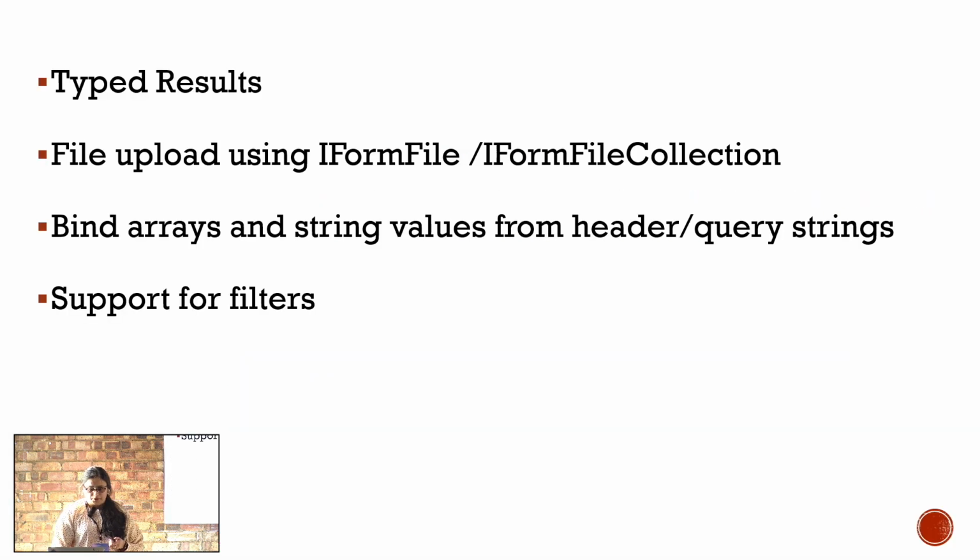The next one I want to talk about is the support for filters. Now this is a big feature that came up with minimal APIs in .NET 7. It can be thought of like IActionFilters, but on the middleware level. But this is incredibly useful because if you want to run business logic before or after execution of the request handlers, this is what you need to be looking at.